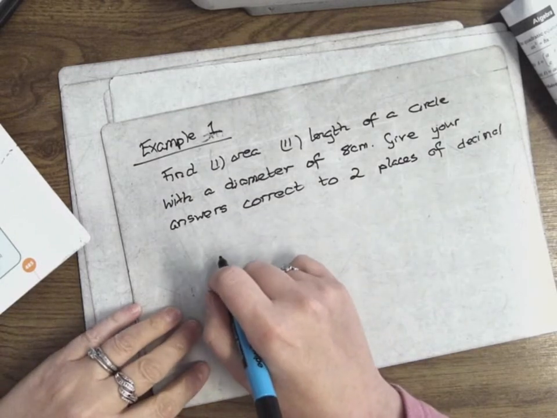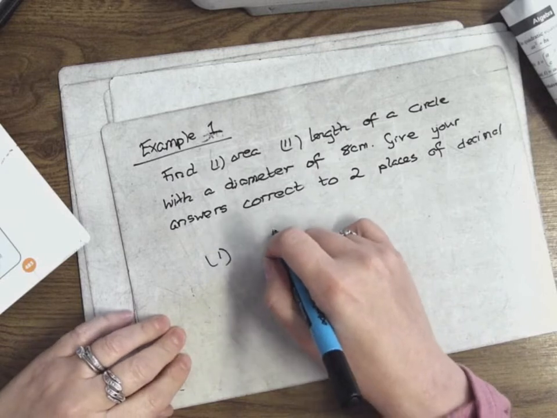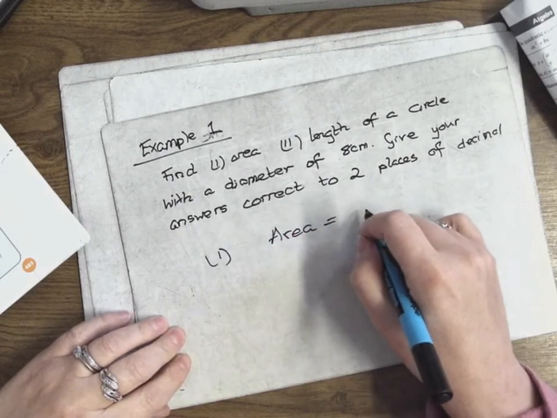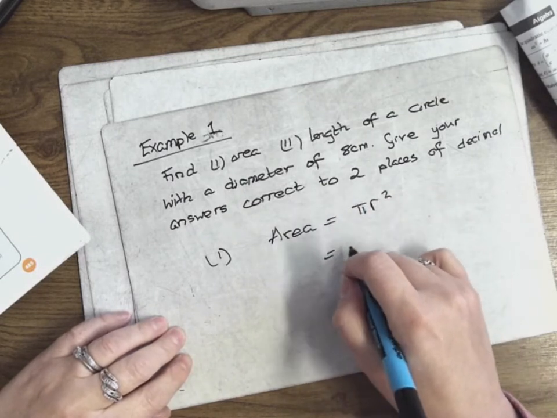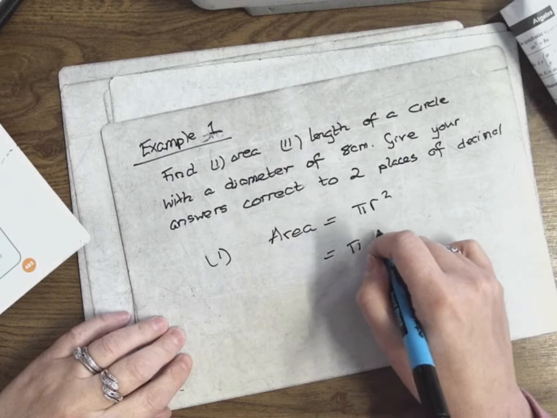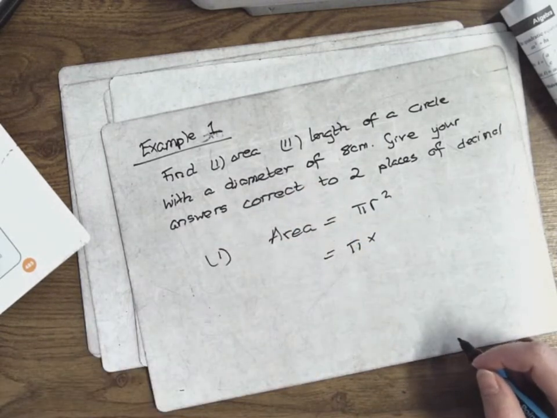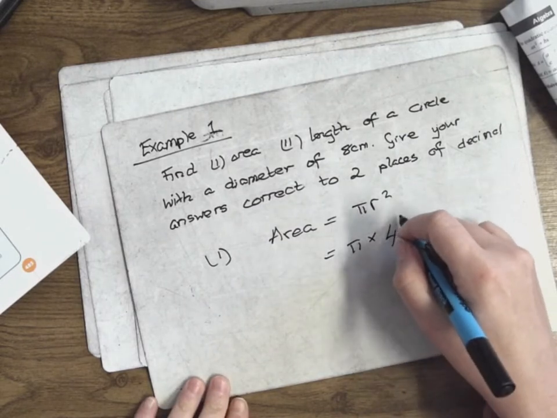Okay, so number one, right? The area of the full circle. Off you go to your log tables and you look up the formula for the area of the circle. So the area of the circle is pi r squared, right? So that's pi multiplied by what's r? They told me the diameter was 8, so what's r? 4. So it's pi multiplied by 4 squared.